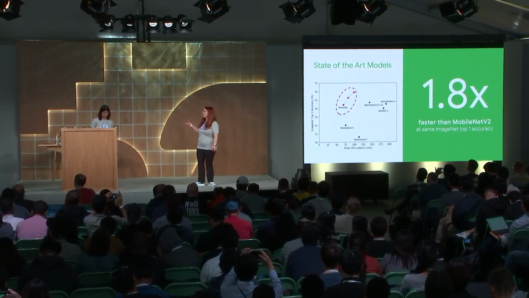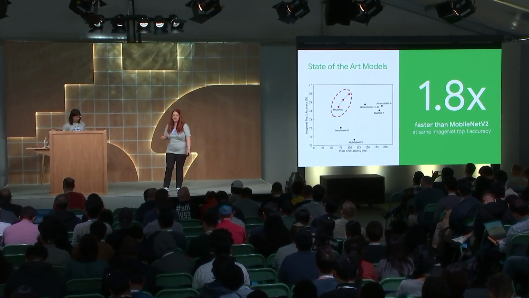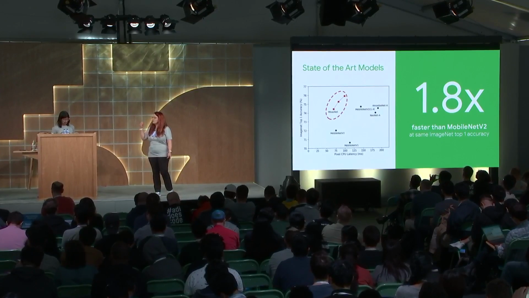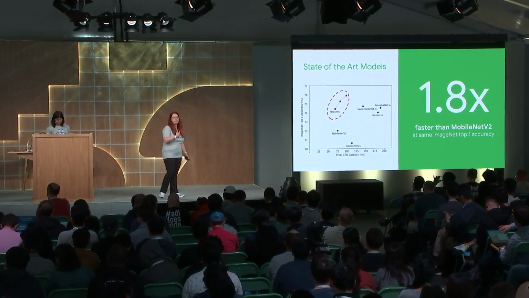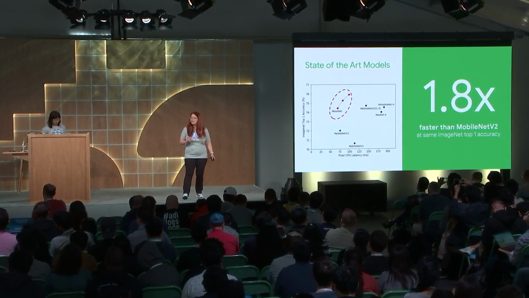So you saw the model. How does it compare to what's out there? Those handcrafted models that had experts, it's 1.8 times faster. How did we do that? We incorporated speed into our search algorithms. And that meant that the models are faster and just as accurate.